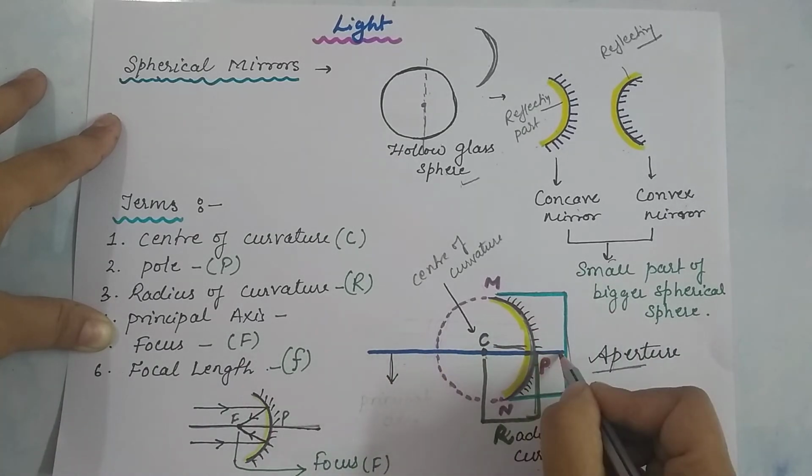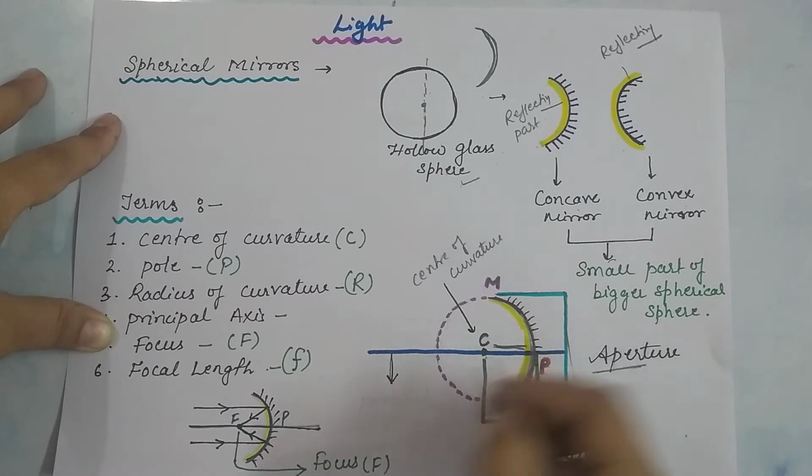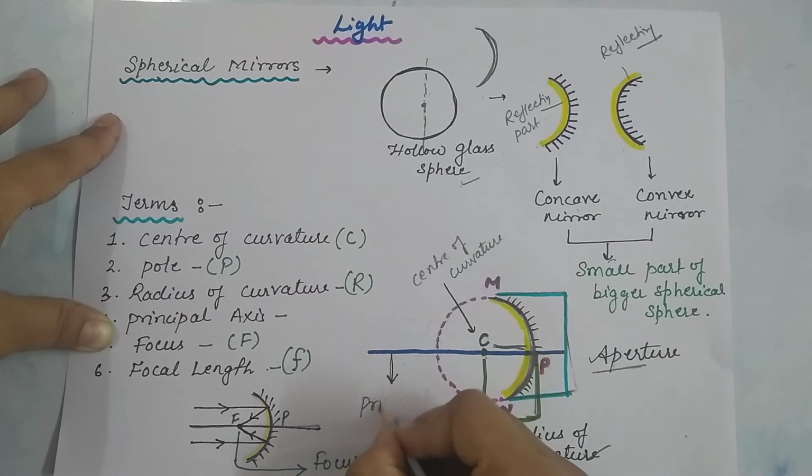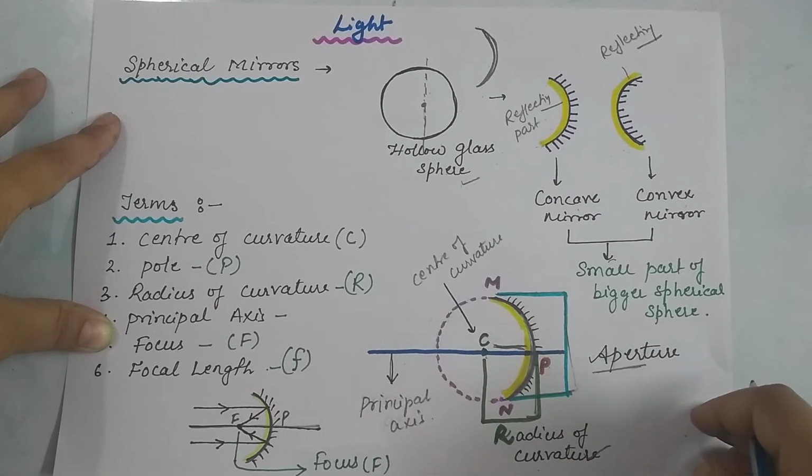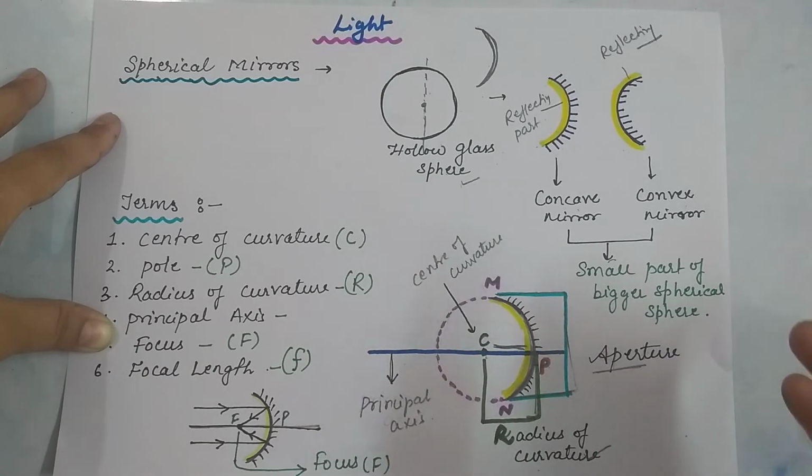This imaginary line is called principal axis. We are studying these terms because after this, in this class, we are going to learn how to make the ray diagrams. That's why these terms are very important.